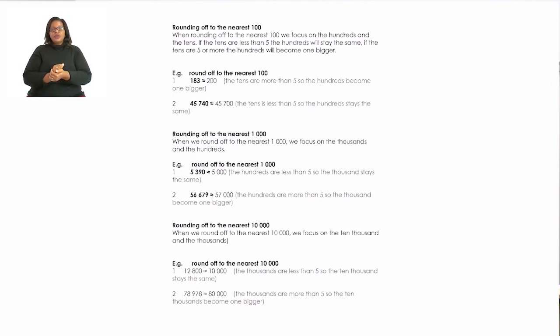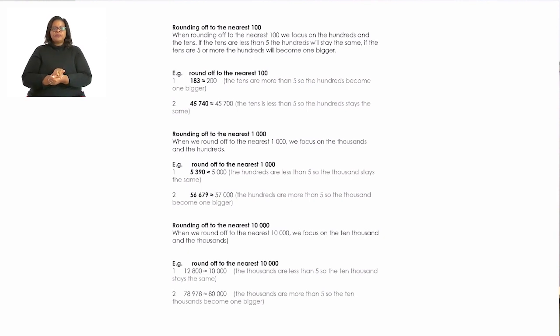Rounding off to the nearest 100. 183 rounded off to the nearest 100. We find the 100, that is the number that will either become 1 bigger or stay the same, and we look at the 10. If the 10 is 5 or more, the 100 will become 1 bigger. So let's see. The 10 is an 8, which is more than 5, meaning that will change the 100, and the 100 becomes 2. So 183 is rounded off to the nearest 200.